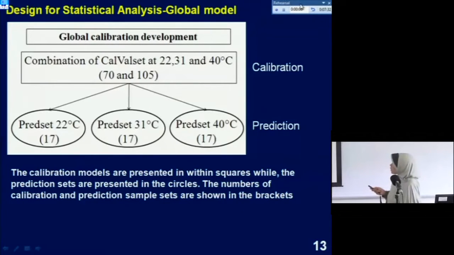And then, to develop the global calibration model, we combined 2 or 3 different temperatures. For this, we used 70 or 105 samples. And then, to evaluate the performance of the global calibration model, each global calibration model was used to predict 17 samples at each temperature.